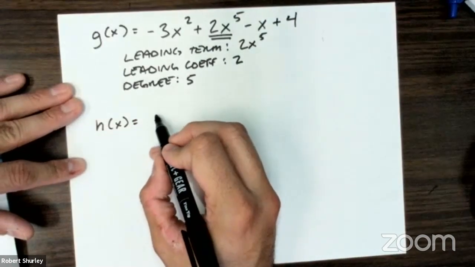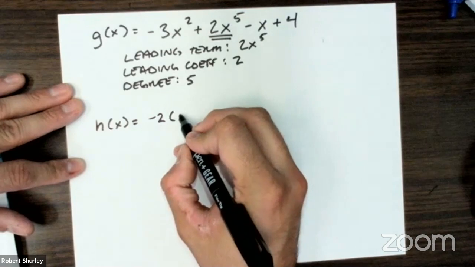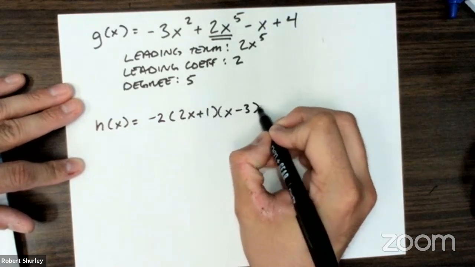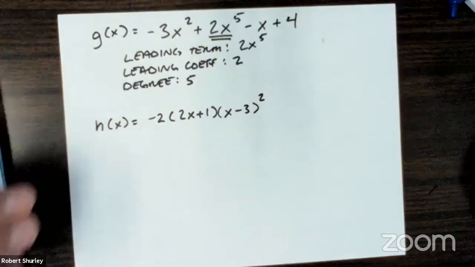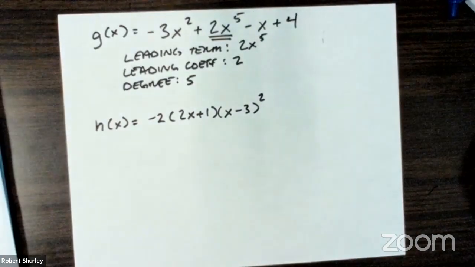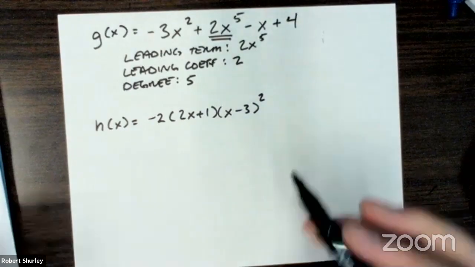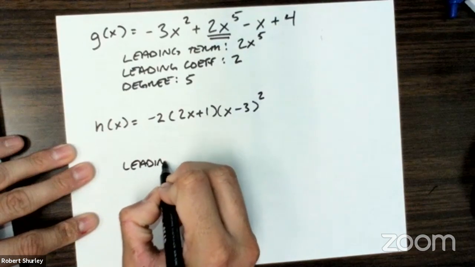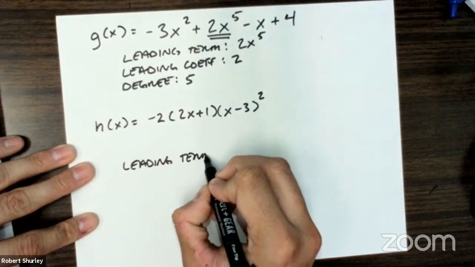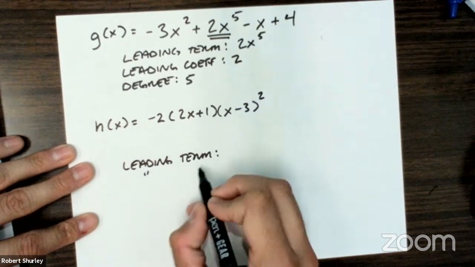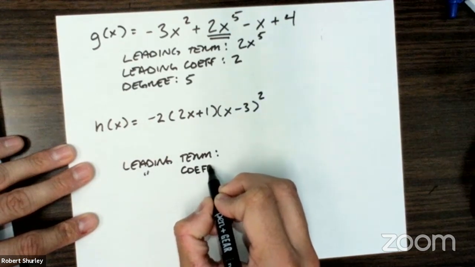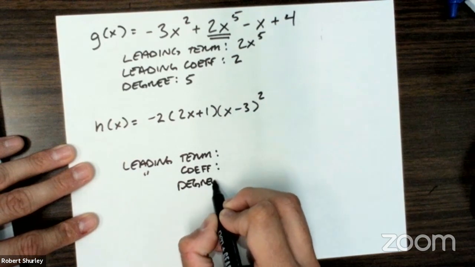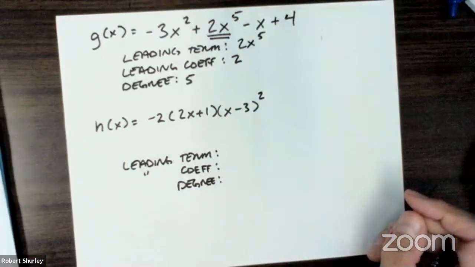Let's say I had negative 2, 2x plus 1, x minus 3 squared, okay? This would be in factored form. And I'm going to ask you the same thing. I'm going to say, okay, what's the leading term? What's the leading coefficient? And what's the degree? Okay, so leading term, leading coefficient.